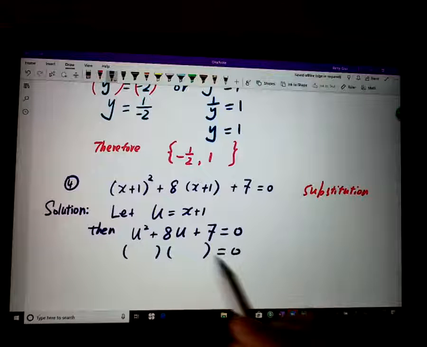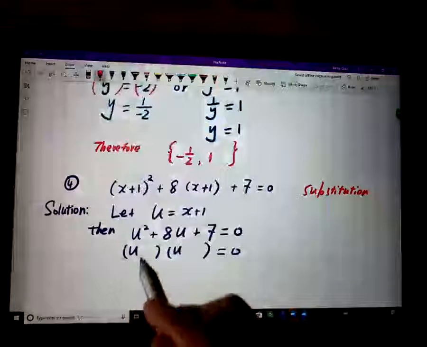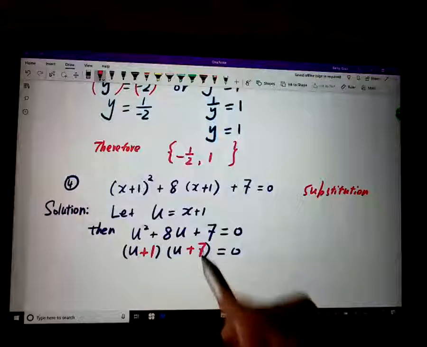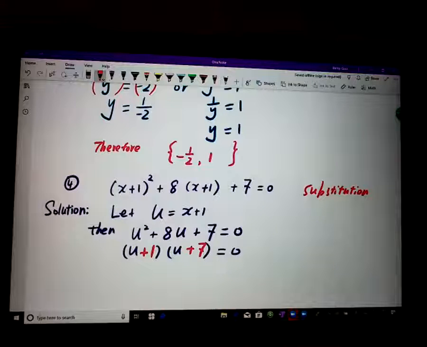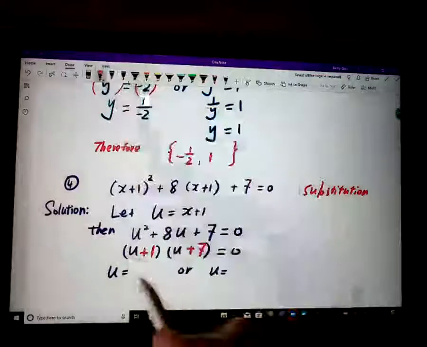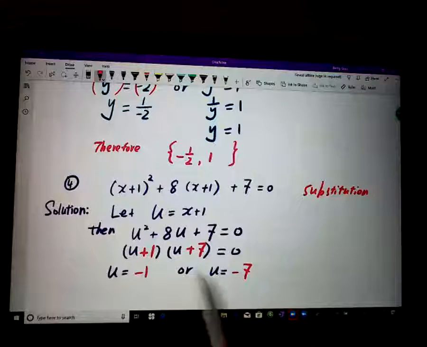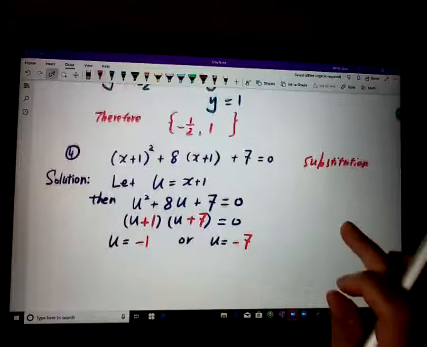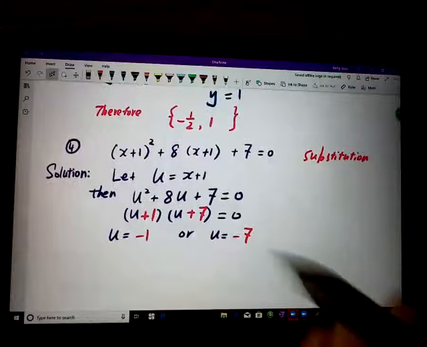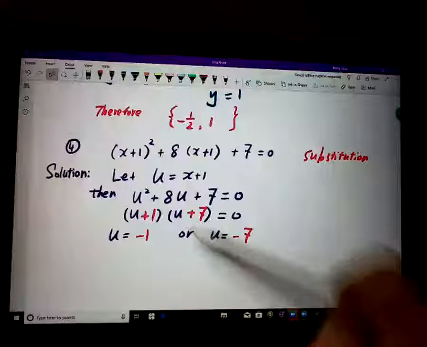Factoring method again. You can tell because it's pretty simple. The two numbers are going to be +1 and +7. 1 and 7 multiply to 7 and add up to 8. u either equals -1 or u equals -7. -1 is the opposite of +1. -7 is the opposite of +7. And now we go back. For some people, this is still better than foiling and distributing.